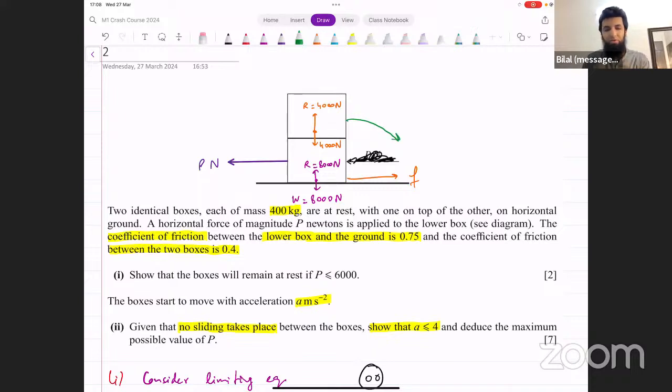So the upper box is going to try moving towards the right side. It's going to try sliding towards the right. Now, to stop it from sliding, friction is going to act in this direction. So the upper box is actually going to move along with the lower box because of the friction between the two boxes. It's the friction between the two boxes that makes the upper box move along with the lower box.